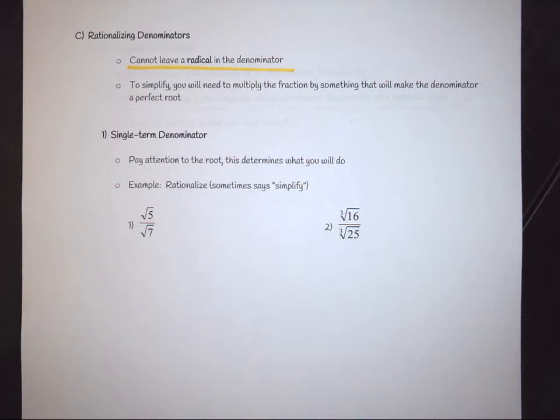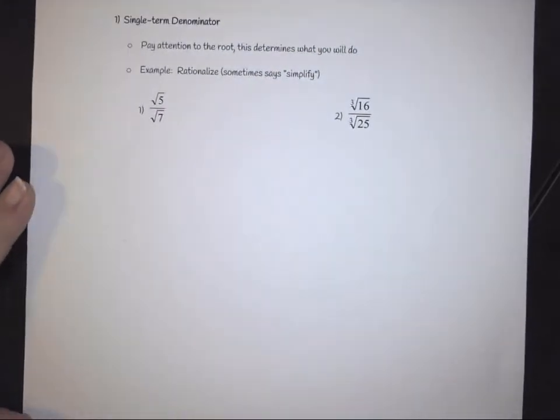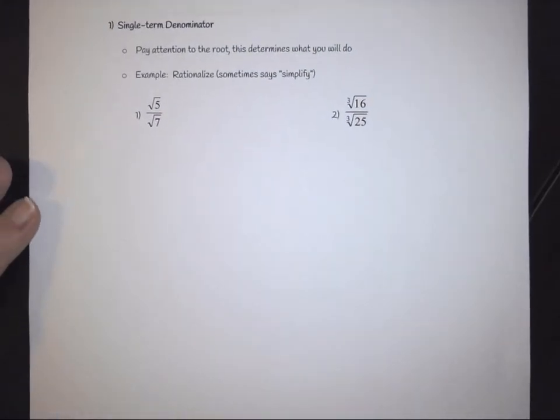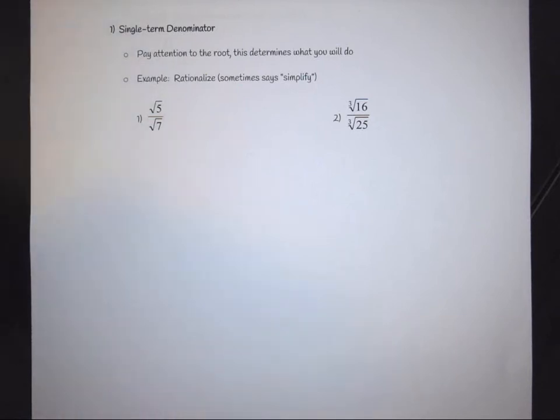Rationalizing says you have to multiply both the numerator and the denominator by whatever the square root is that's currently in the denominator. Then you simplify as far as you can, thus leaving behind just a straight constant in the denominator. So I've got a couple examples here that we can look at. So these are rationalizing if you have a single term denominator.